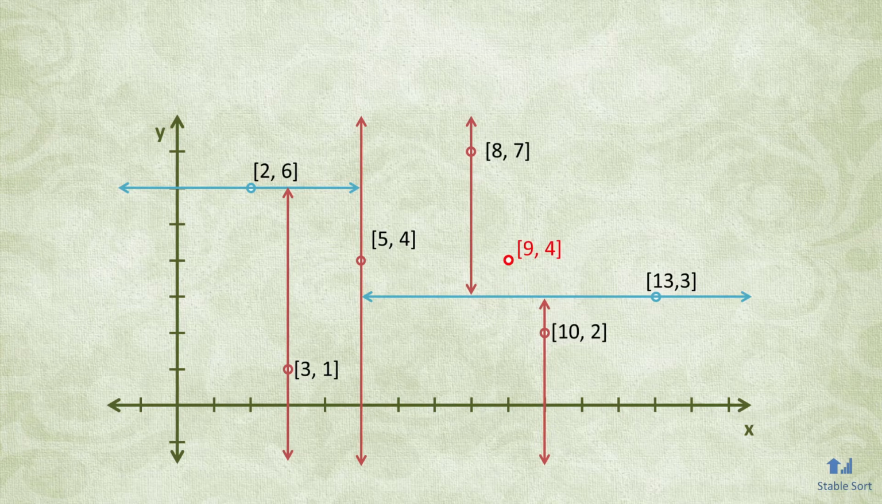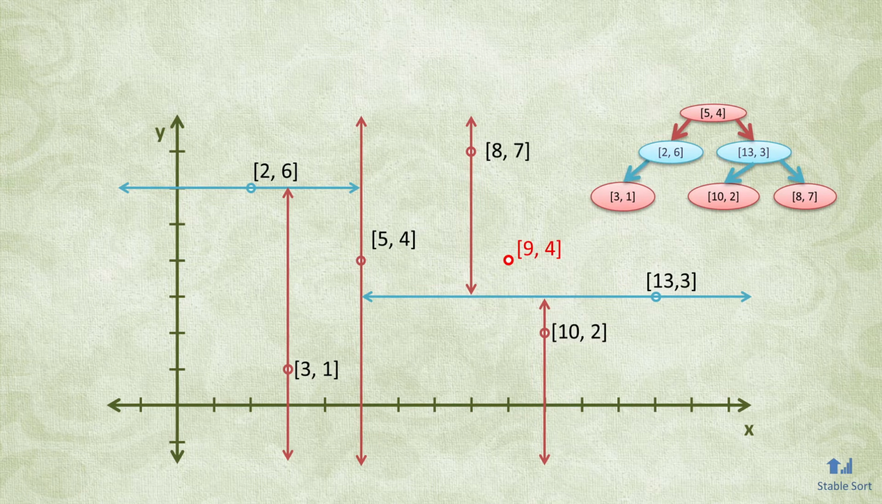Suppose our target point is 9, 4, and our goal is to find its nearest neighbor. So we walk down the tree and keep calculating the shortest distance found so far. Note that on the way down, we missed the point 10, 2. This happened because when comparing with the second node of the tree, point 13, 3, the y-coordinate was smaller than the y-coordinate of our target point, 9, 4, so we traversed the tree by going right.